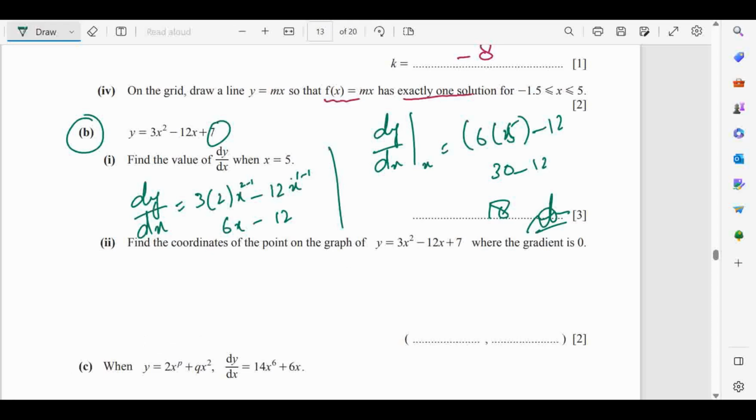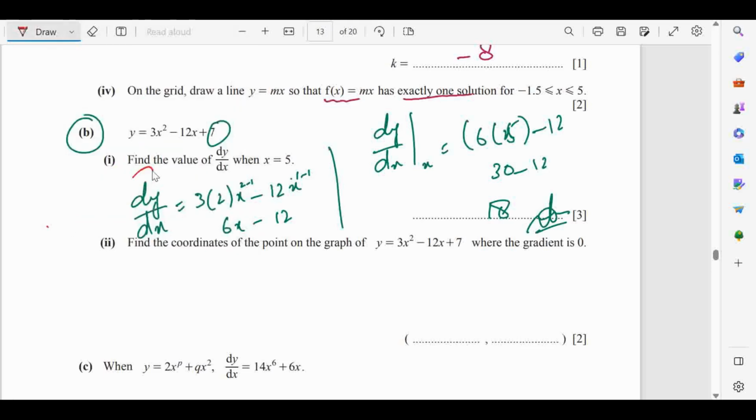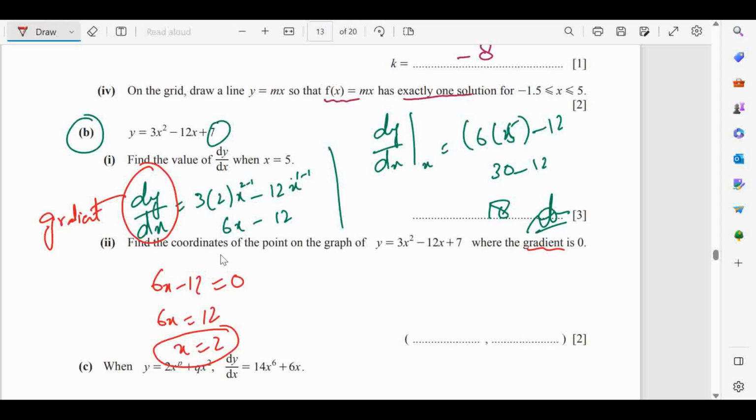We know that basically this dy by dx is the gradient. They are saying that where the gradient is 0, which means that 6x minus 12 is equal to 0. So 6x is equal to 12 and x will be equal to 2. Now x is 2 and we need to find the coordinates, so we have to use this one.